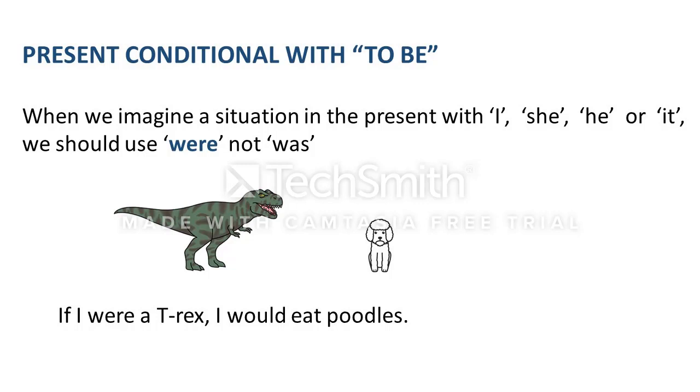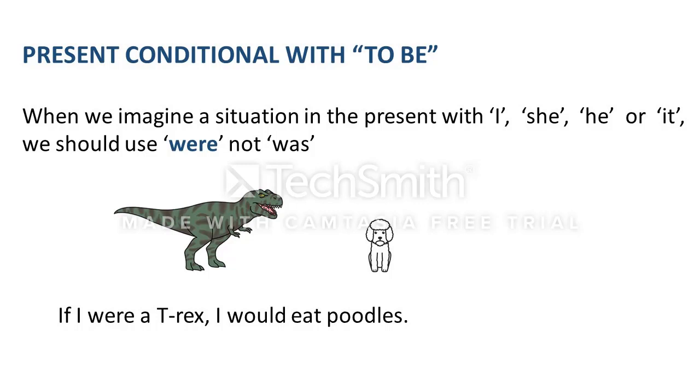So you have here, look at the pictures. If I were a T-Rex, I would eat poodles. Okay? By the way, I do like dogs. It's just a silly example. All right? So if I were a T-Rex, I would eat poodles. Notice that I'm using I. And even though I'm using I, I am using the verb to be in past because I always have to refer to past. When I use it in this way, it's just a bit more formal.